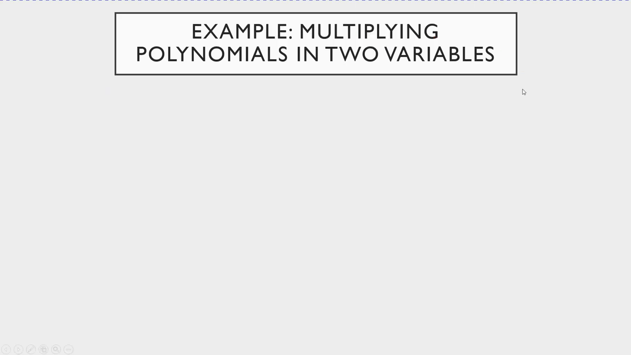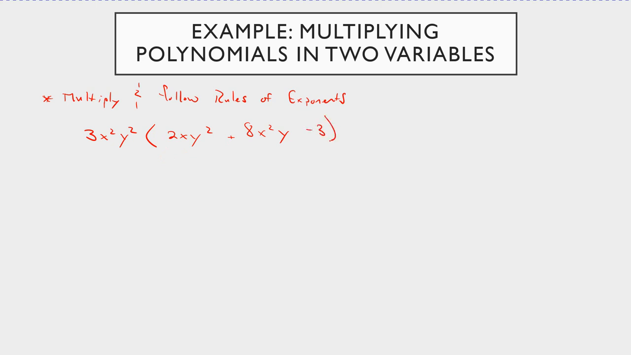All right, let's end by talking about multiplying polynomials in two variables. So here, you're going to multiply and follow the rules of exponents. Let's take 3x squared y squared, and let's multiply it by 2xy squared plus 8x squared y minus 3.